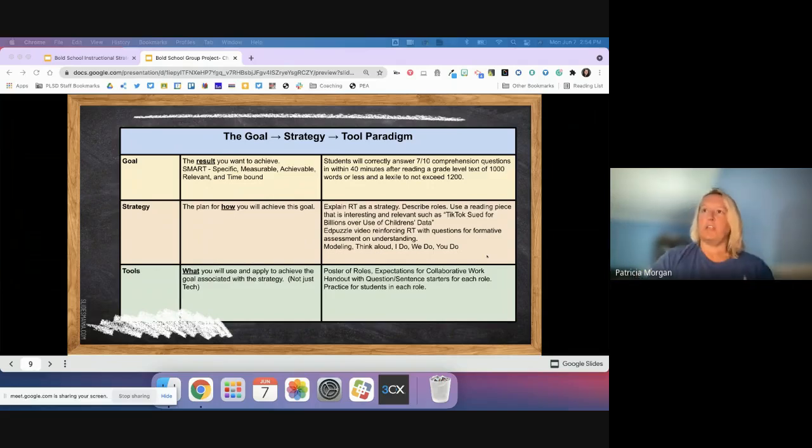We would do modeling, do a think aloud as each role. Again, I do, we do, you do. And tools: poster of roles, expectations for collaborative work, handouts with questions, sentence starters for each role, and practice for students in each role.